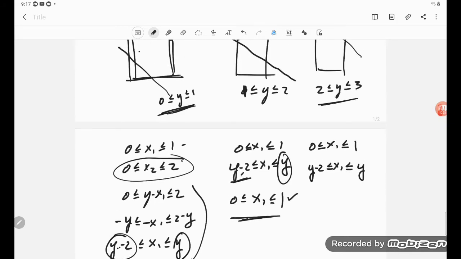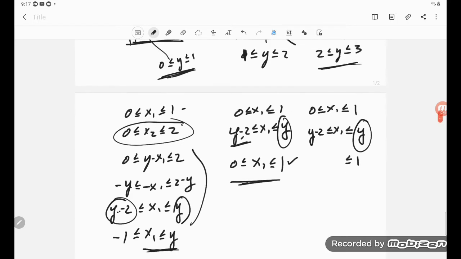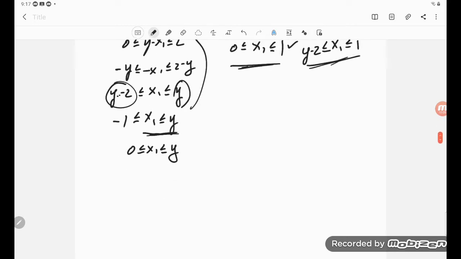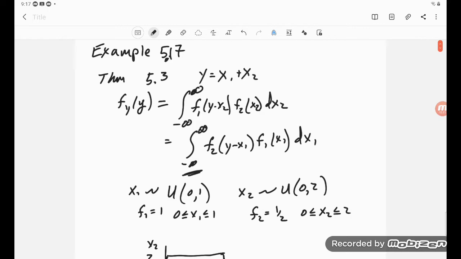But now y is between 2 and 3. Well, again, on this end, not a problem. That's just a 1. But here, between 2 and 3, this y minus 2 could be anything from a 0 at 2 to a 1 at 3. And so x1 is bounded below by y minus 2, whatever that is.